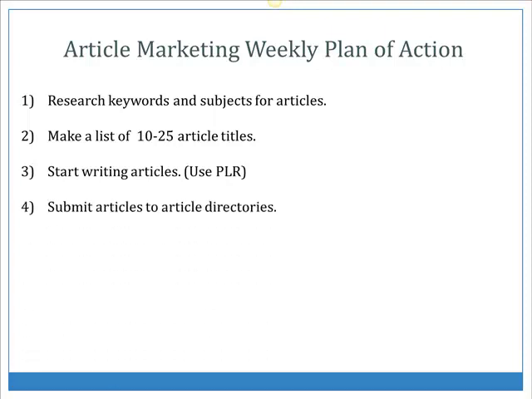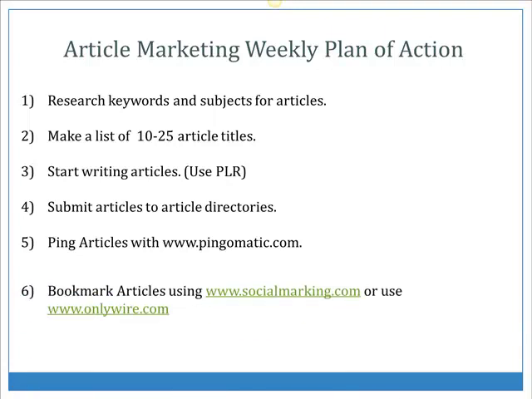Submit the articles to the article directories. We gave you some directories that you can use. Ping your articles with pingomatic.com. It's really simple. You just go to pingomatic.com and put the name of your site, and when you submit your articles, you're going to get a URL to that article, and that's what you're going to place in there. Then you click submit to have your articles pinged.